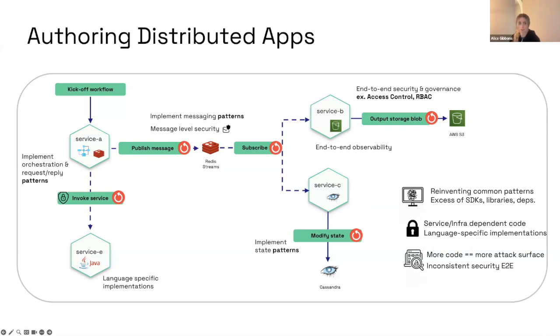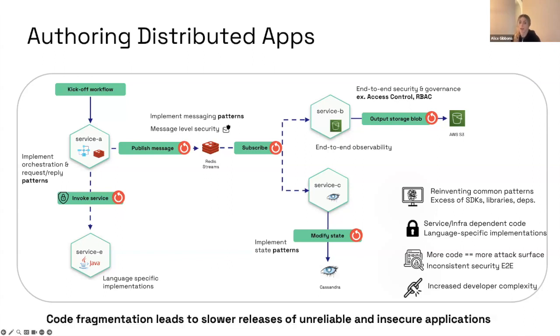And so, all of this leads to increased developer complexity, really. Building these distributed apps has become a lot for developers to deal with on a day-to-day basis. And this leads to code fragmentation, leading to essentially slower releases of unreliable and insecure applications, with all of these complexities taken on board. So what does this look like with Catalyst, and what's the problem that Catalyst is trying to solve?